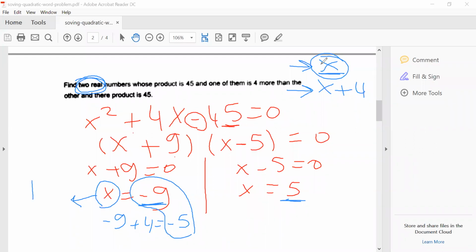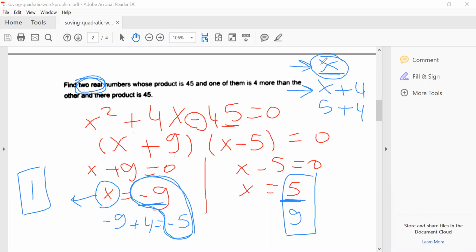This is one of the solutions. When x equals 5, 5 plus 4 equals 9. So the two numbers are 5 and 9, and 9 exceeds 5 by 4. So the answer of this question, the two real numbers, may be negative 9 and negative 5, or 5 and 9.